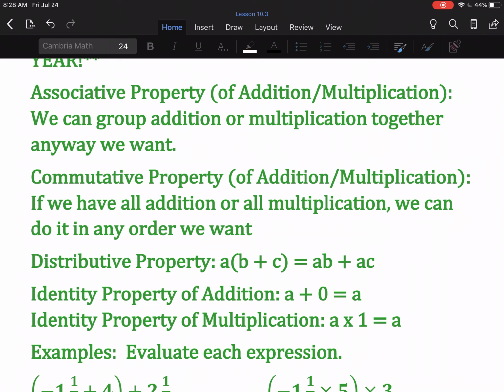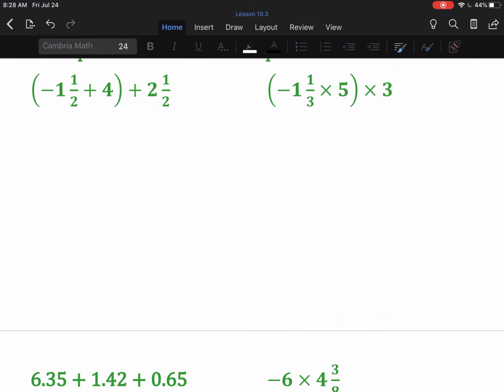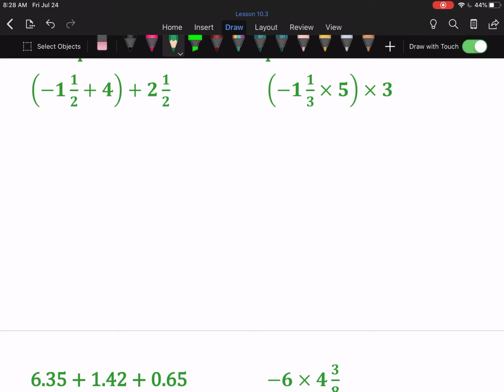I will add the one rule this year now. As you move numbers around, the sign that is in front of it travels with it. So if we have a negative number and we move it, the negative sign goes with it and will most likely just become a minus sign. So let me show you how this works. I've got some expressions here that I'm told to evaluate, which just means take them down to simplest form.